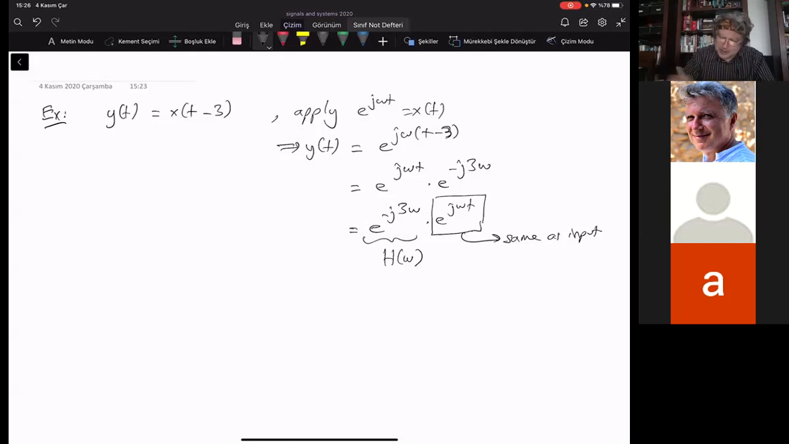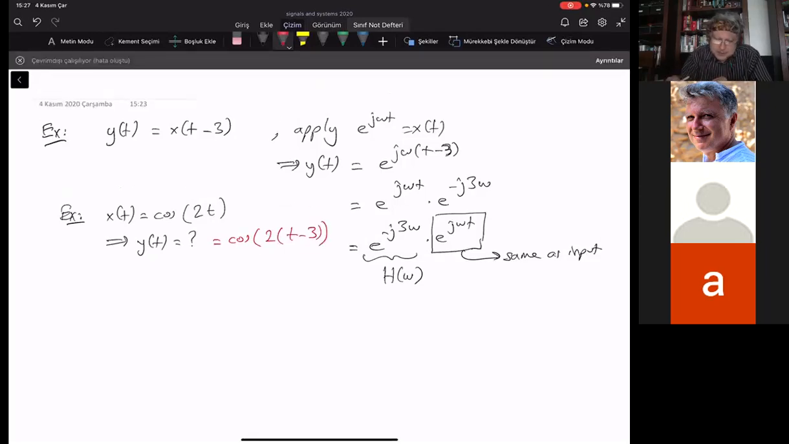Let's think of it like this. Suppose that in this example, a further sub-example, we generate x of t equal to cosine 2t, a signal. And I'm asking you, what is the output? Of course, we know the output. The question is, y of t is equal to what for this system? Of course, it's easy because that is, let me write it in red, cosine 2 in parentheses t minus 3. It's just a delayed version.